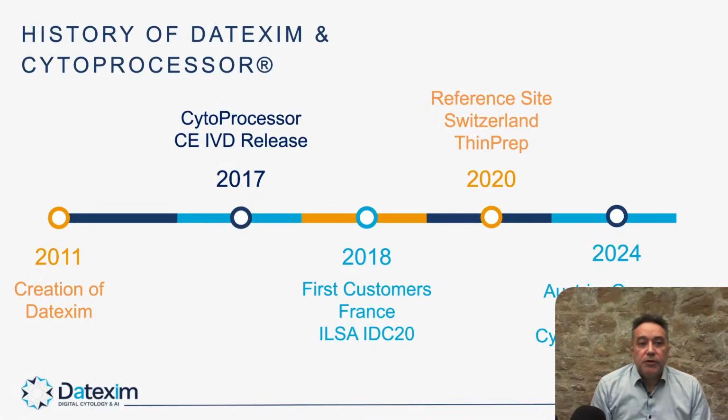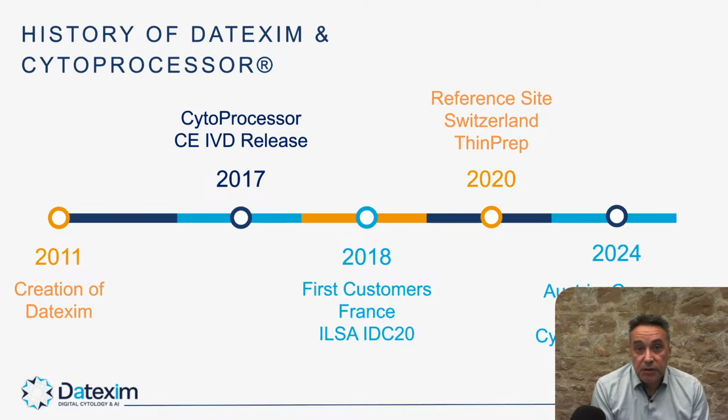So first, a brief history of the company and CytoProcessor for people who don't know us already. We created the company in 2011, and we focused directly on cytology and artificial intelligence for cervical cancer screening. We got the CE-IVD label in 2017, and so we released our first CytoProcessor release for clinical routine, and it was the first AI solution on the market to screen cervical cancer at this time.